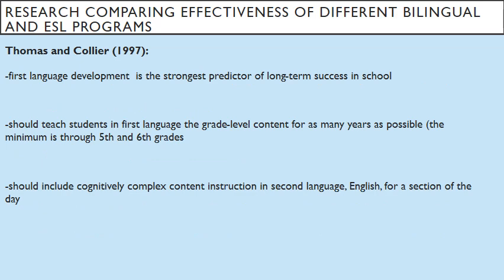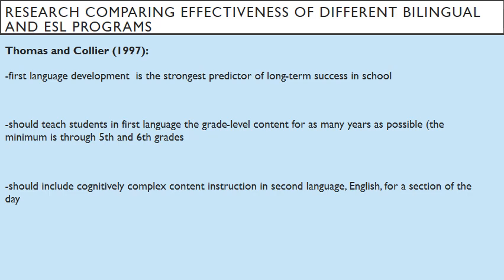Thomas and Collier in 1997 found that first language development is the strongest predictor of long-term success in school. So in terms of whether students were going to graduate and do well on English exams in high school, the more time they spent learning their first language, the more likely they were to be successful.